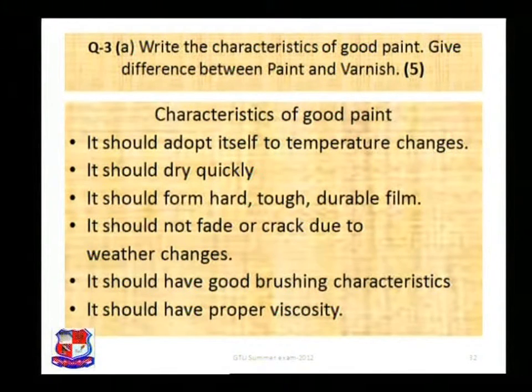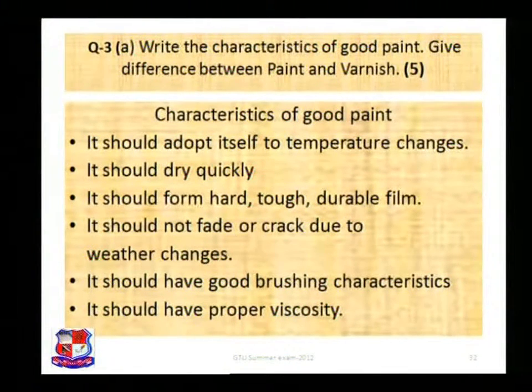So first we will write down the characteristics. Minimum you should write 5 points, not less than that in the GTU paper. The first point is that it should adapt itself to temperature changes. Second, it should dry quickly. The third thing is, it should form a hard, tough, durable film. These are the characteristics that one has to keep in mind when describing a good paint.